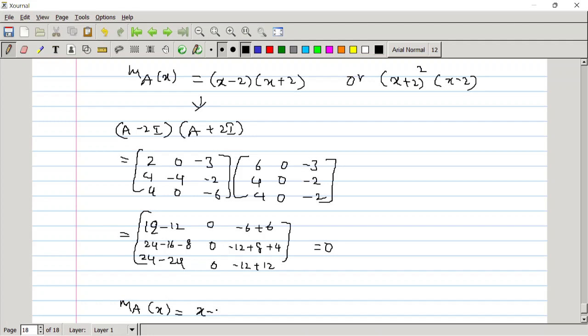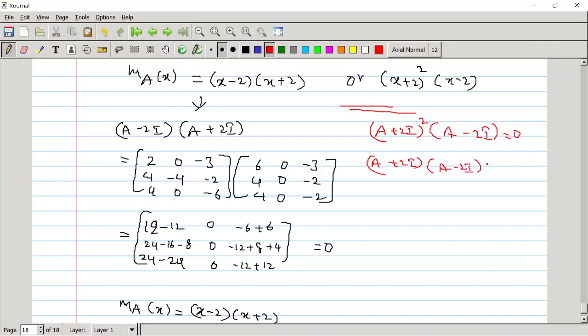x minus 2 times x plus 2. Of course, for the second polynomial also, we will get (A plus 2I) whole square into (A minus 2I) also equal to 0, because this is nothing but we will get (A plus 2I) into (A minus 2I) into (A plus 2I), and this is (A plus 2I) times 0. This is nothing but 0.